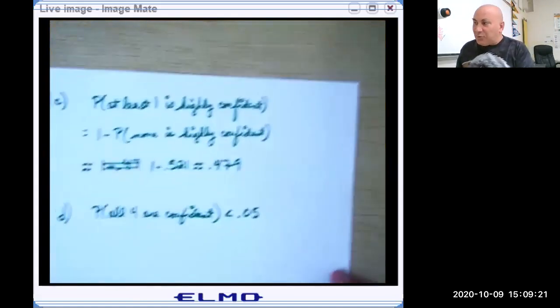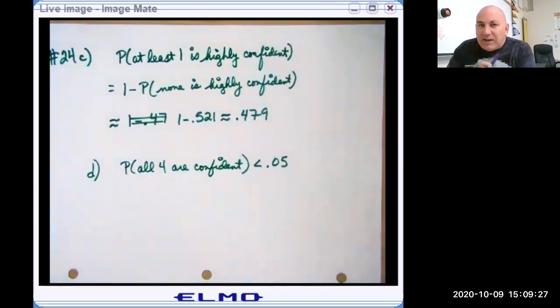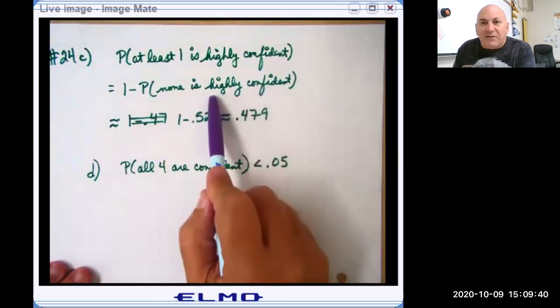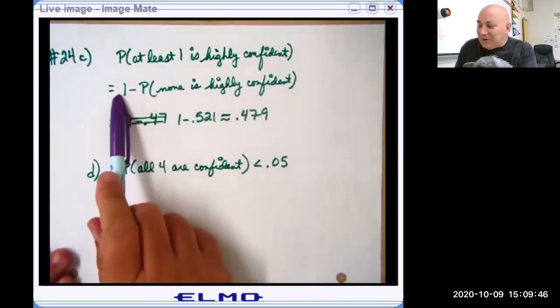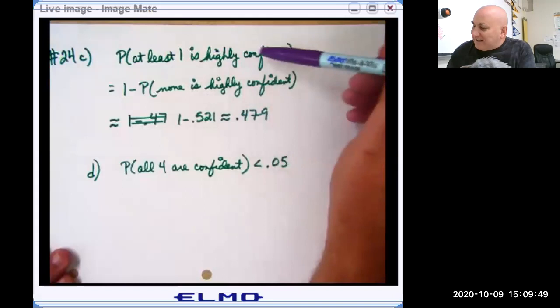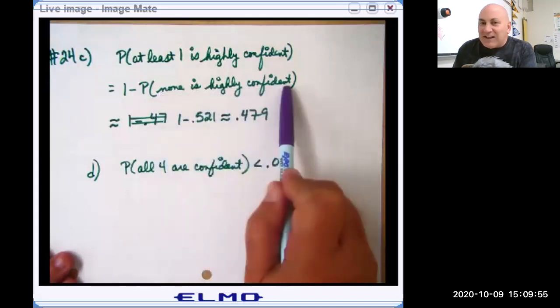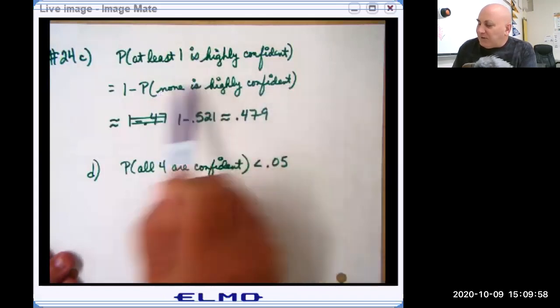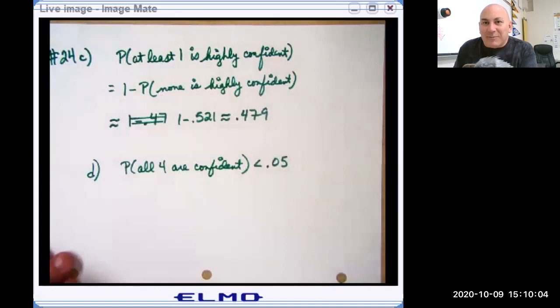Part C says, what is the probability that at least 1 is highly confident? Now think of that. At least 1, that means 1 could be, 2 could be, 3 could be, or all 4. Wouldn't it be easier to find the probability that none of them is confident? That way you only have to do 1 calculation and then subtract it from 1, because that would be the complement. The probability that at least 1 is highly confident, the complement of that is the probability that none is highly confident. And you know, if this plus this equals 1, then this equals 1 minus this. That's the nice thing about complements.